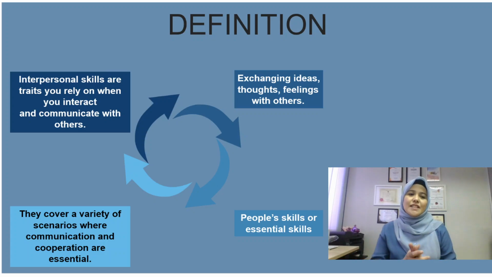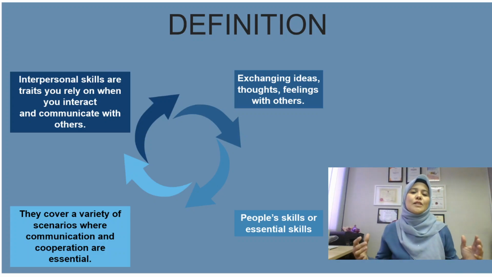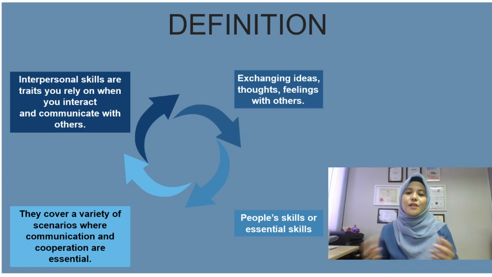The definition of interpersonal skill, number one: interpersonal skills are traits, something that you rely on when you interact and communicate with others. So in our life, you need to communicate with others in order to get things done, in order to enjoy life, and also in order to exchange ideas, thoughts, and feelings with other people.